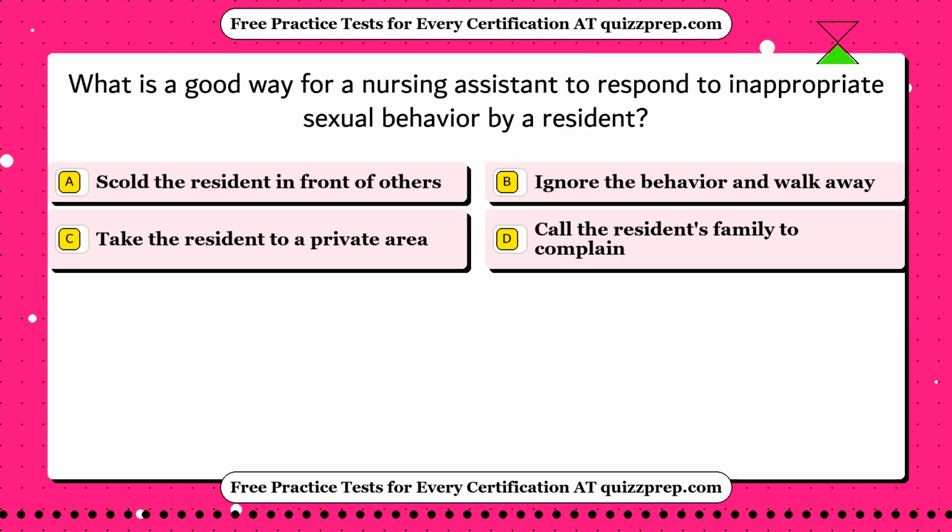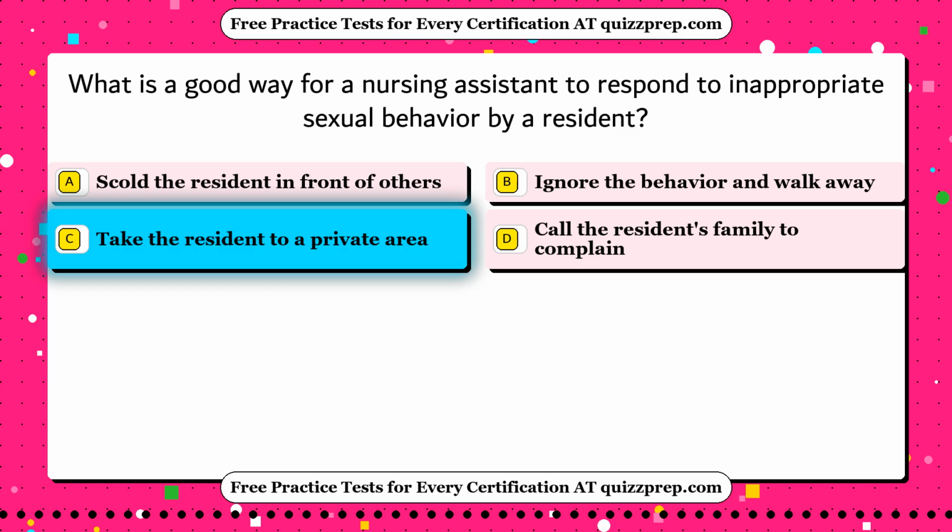What is a good way for a nursing assistant to respond to inappropriate sexual behavior by a resident? Option A, scold the resident in front of others. Option B, ignore the behavior and walk away. Option C, take the resident to a private area. Option D, call the resident's family to complain.